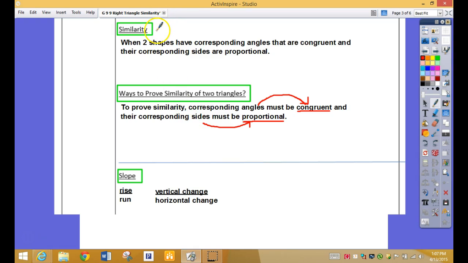Now when we talk about similarity, it's a little recall from the beginning of the unit. Similarity only applied to which transformation? Was it rotation, translation, dilation? What was it? Which one of those refers to similarity? I think I heard it. Which one? Dilation, right. Because when you did a dilation, if you did it correctly, they were similar.